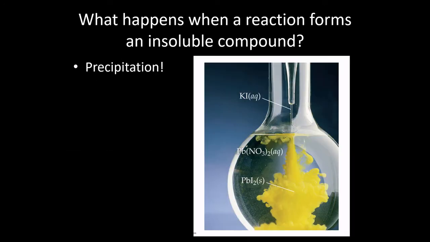Alright, so I think we'll call it there for this video. In the next one, we're going to look at what happens when a reaction forms an insoluble compound. What happens if we take two different liquids that individually are soluble, but when you put them together, they form an insoluble compound? That is what we call a precipitation. So we're going to look at that in the next video.